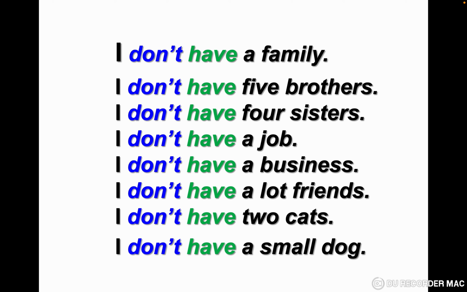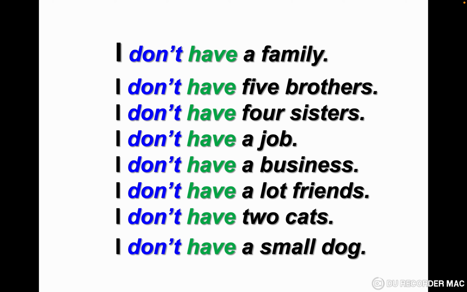So there is "of" missing here: a lot of. I don't have 2 cats. I don't have a small dog. So you see that we put don't between the subject I and the verb have. So this is the rule to make the negative form.